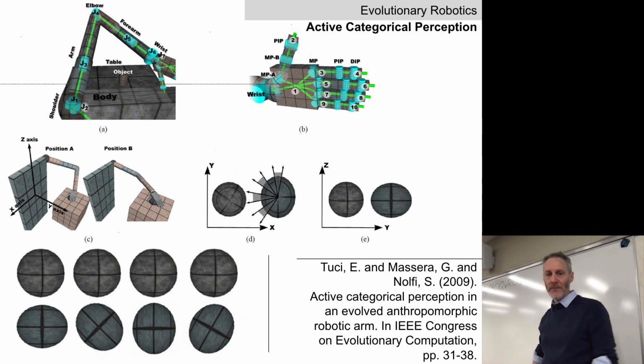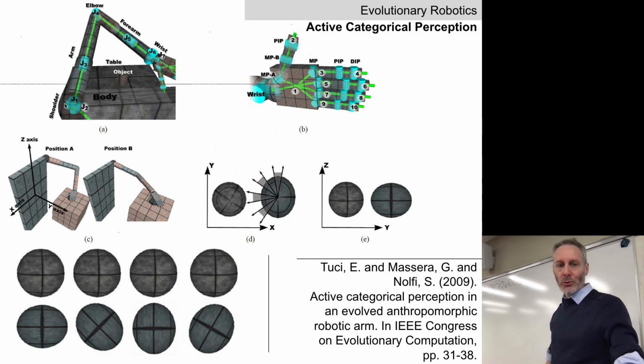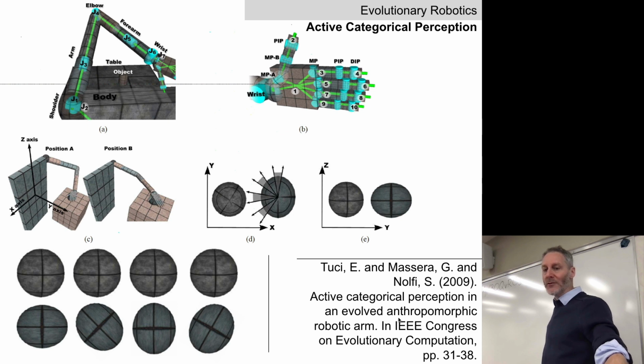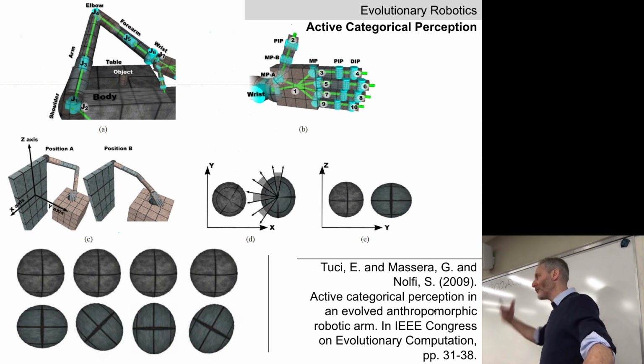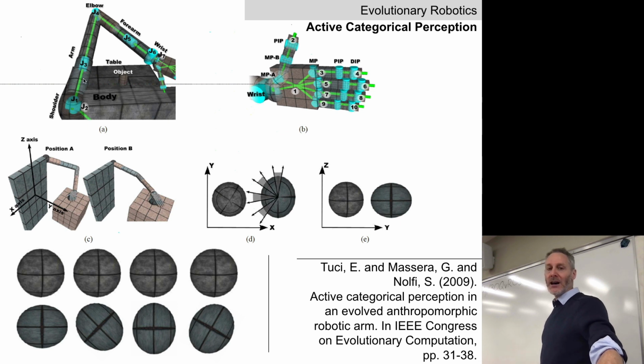Make sense? Okay. All right, let's have a look at the robot's body itself. If you look at the title of this paper, Active Categorical Perception in an Evolved Anthropomorphic robotic arm. Anthropomorphic meaning in the shape of a human. So they're building in some additional human physiology here. Let's look at it. Luckily for you, this should be relatively familiar.